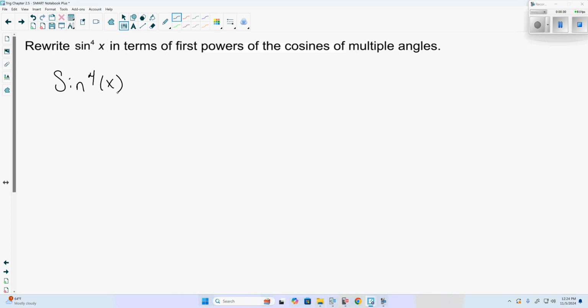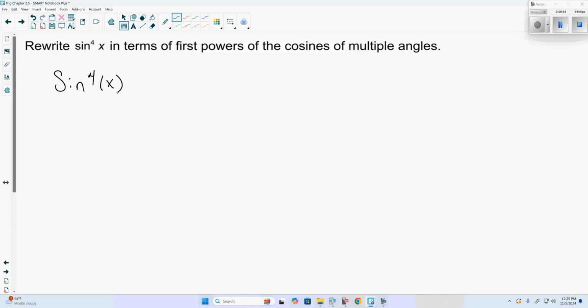So what we want to do is rewrite sine to the fourth of x as cosine. Now what's inside the parentheses doesn't really matter. If it's x, 2x, 4x, 6x, that's fine. We just do not want an exponent attached to any of our trigonometric functions. Now, to do that, we can use the reference page.